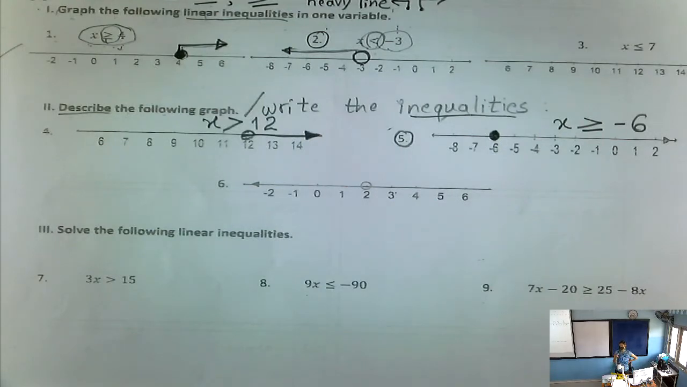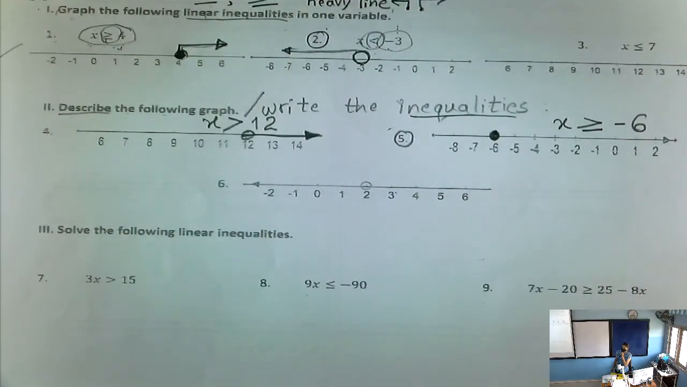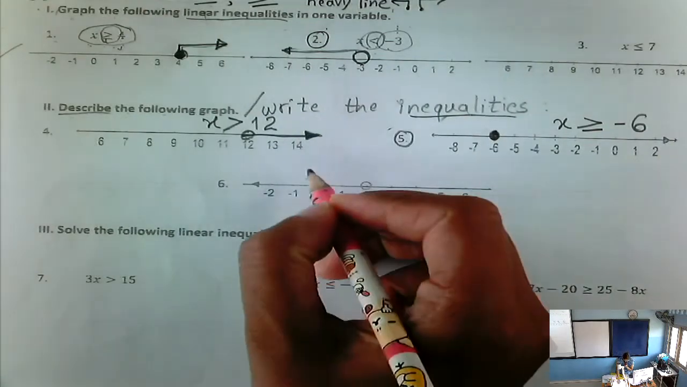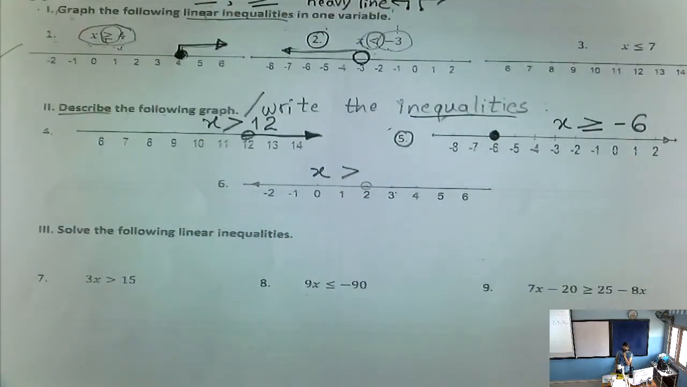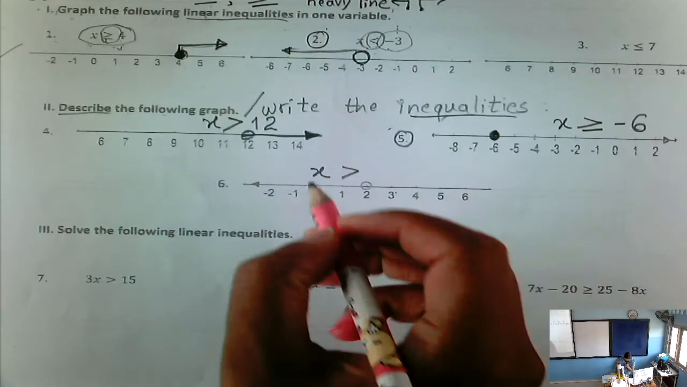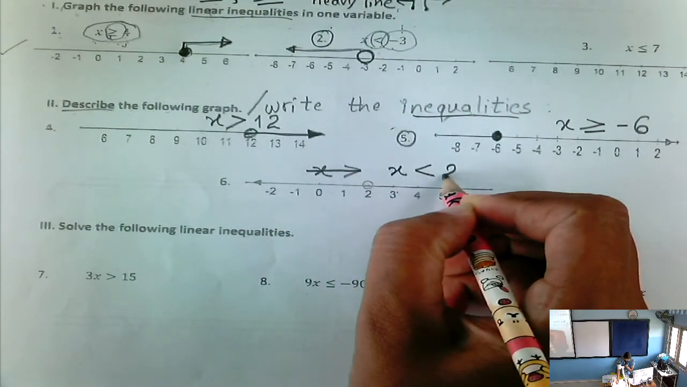Now number 6. Number 6. Can you read the inequality for the given graph? Loudly. X more than 2. X is more than. Is it more than? Or less than. Okay, good. See, X is less than 2.